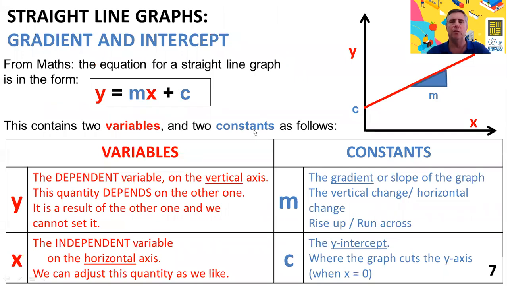Now, it's very important that we understand the mathematical nature of the straight line graphs. A straight line graph has 2 variables, y and x. Y is the dependent variable on the vertical axis. X is the independent variable on the horizontal axis. X is the one that we will directly change. In this experiment, it will be voltage. And y is the one that will be a result of this. In this experiment, it will be current. Then there are 2 constants. C is the y-intercept, where the graph cuts the y-axis, and m is the gradient. Please don't mix up variables and constants.